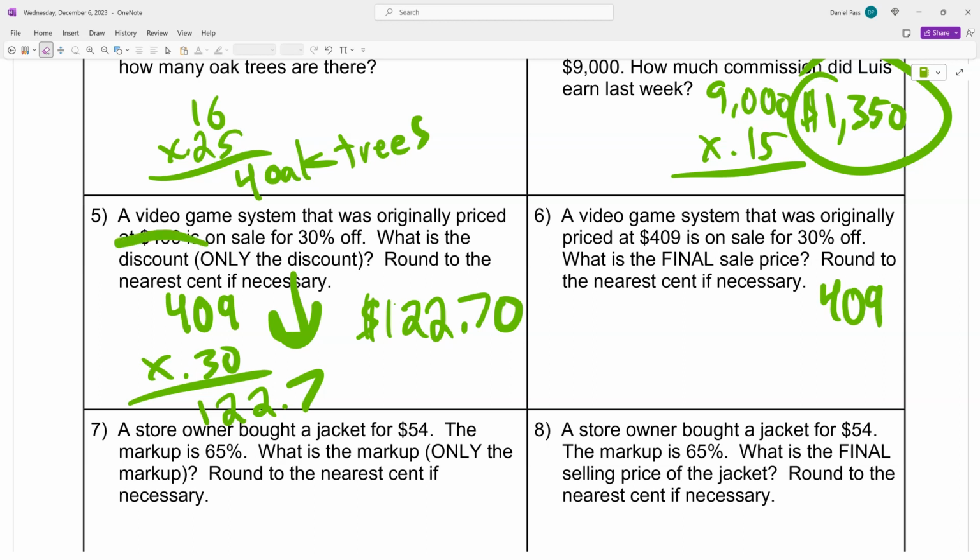Now, if it's a discount, do we add or subtract? Subtract. So we need to do that. So 409 minus 122.70, we get 286.30.